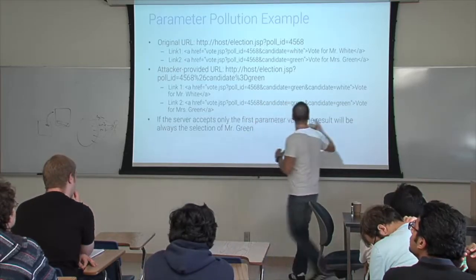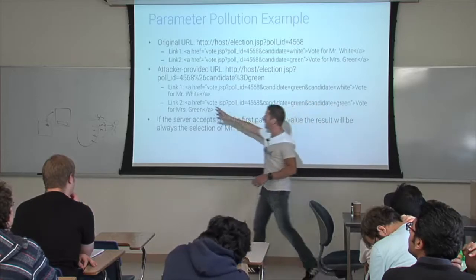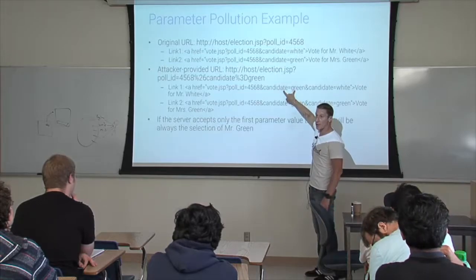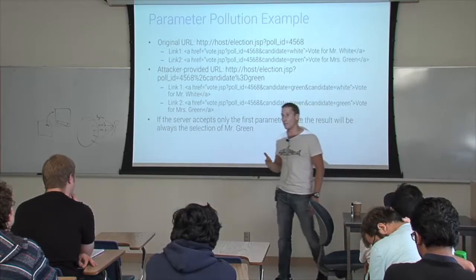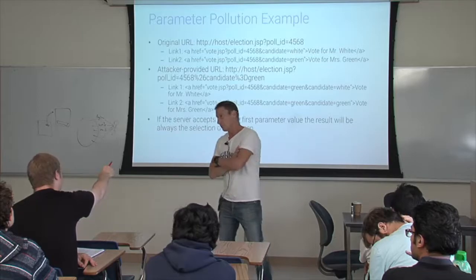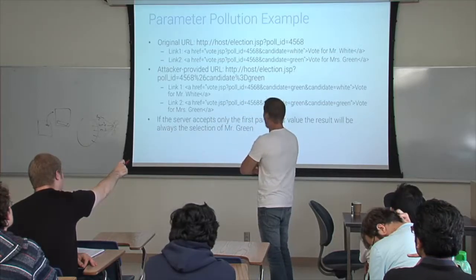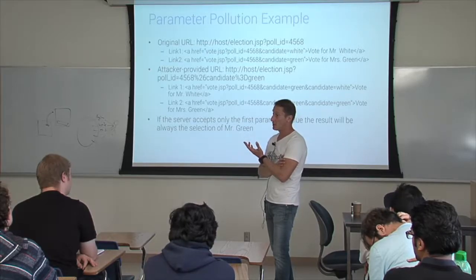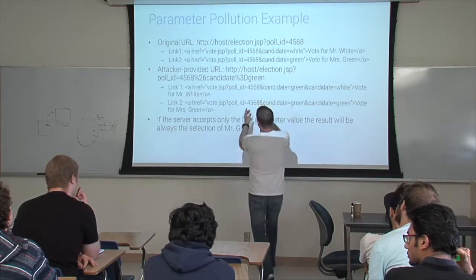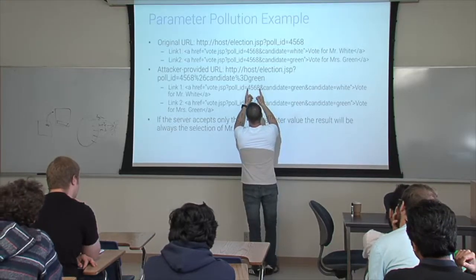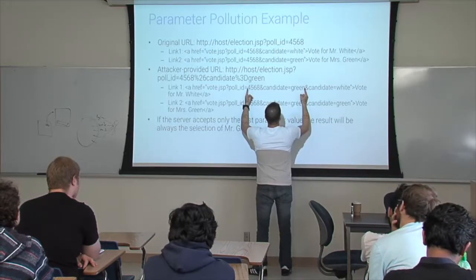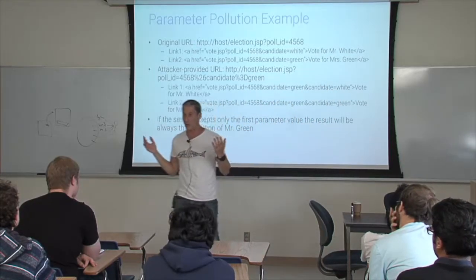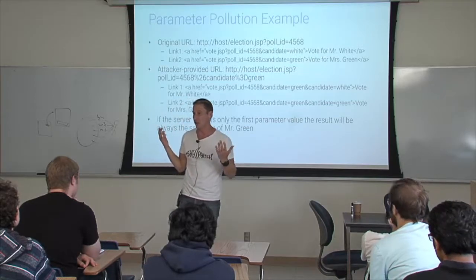The text would be vote for Mr. White. But when you click vote for Mr. White, because you added this additional candidate equals green, the vote will be counted for the green one. You cannot delete the ampersand candidate equals white, you can only add. You can only inject. So you can see that this is the parameter that is copied from your original request. So you add this thing. You cannot delete. If you could delete parameters, you could have full editorial capability on your page, and you wouldn't need all this.